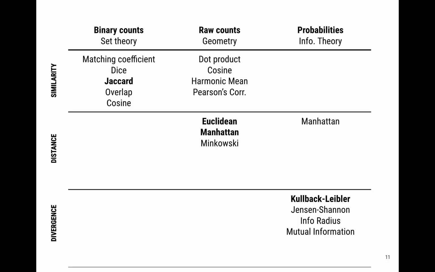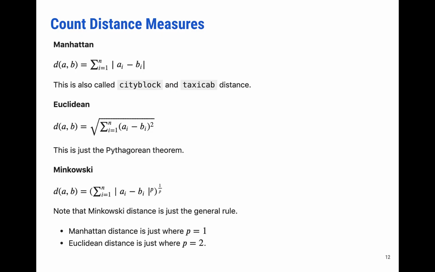And she groups them into families. Anyway, let's look at some of these distance measures. So let's look at count distance measures. These are probably the most common because the count matrix is probably the most common matrix to begin with anyway.